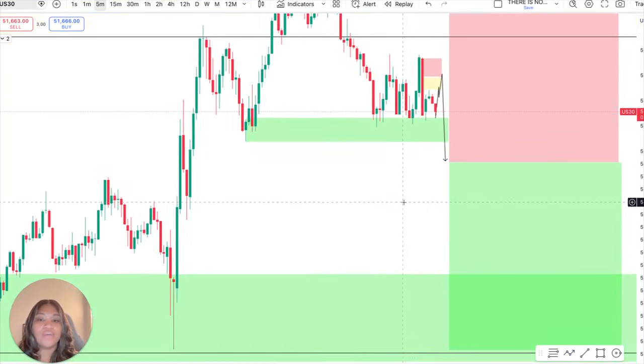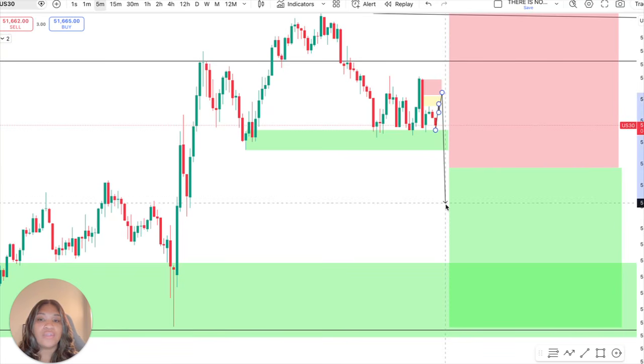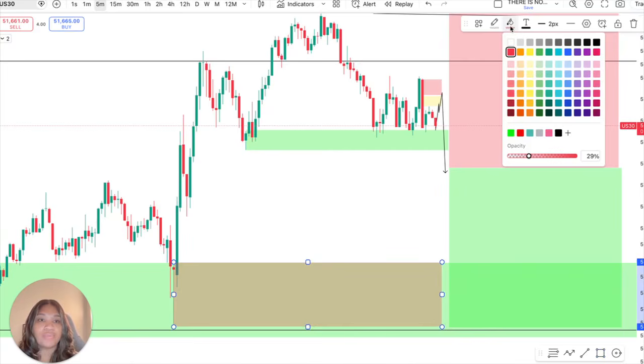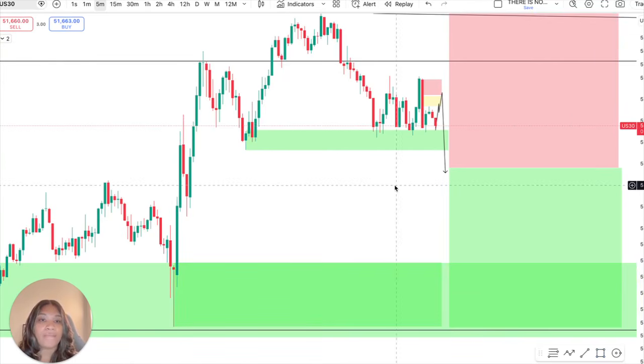Okay, yeah, we're still in a very premium area. Not only could you target discount, you can target this imbalance, an area of interest here, which is the order block. Or you can target this lower order block. So here's an order block that's located in demand. Something like what we discussed. Okay. Order block located in demand.